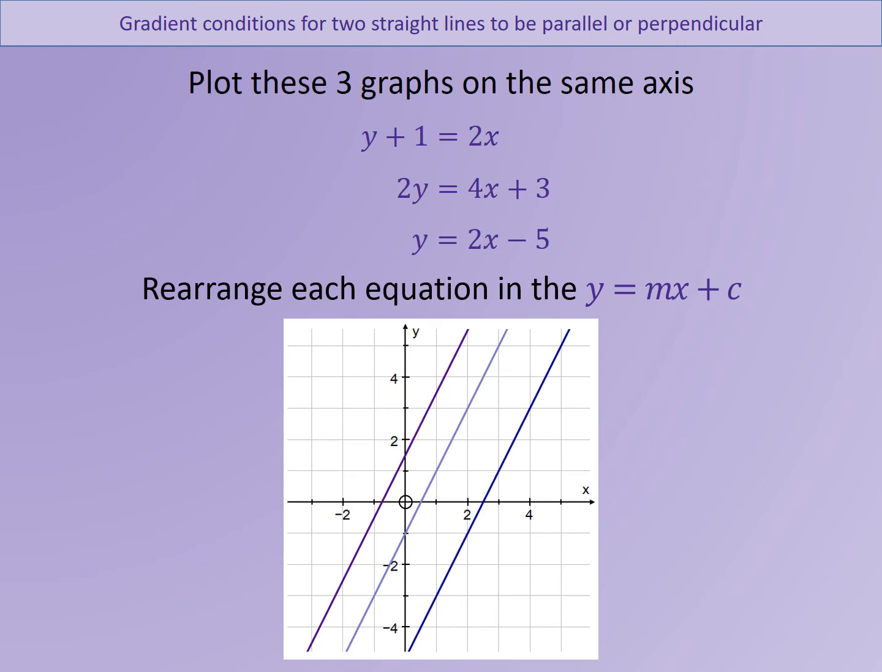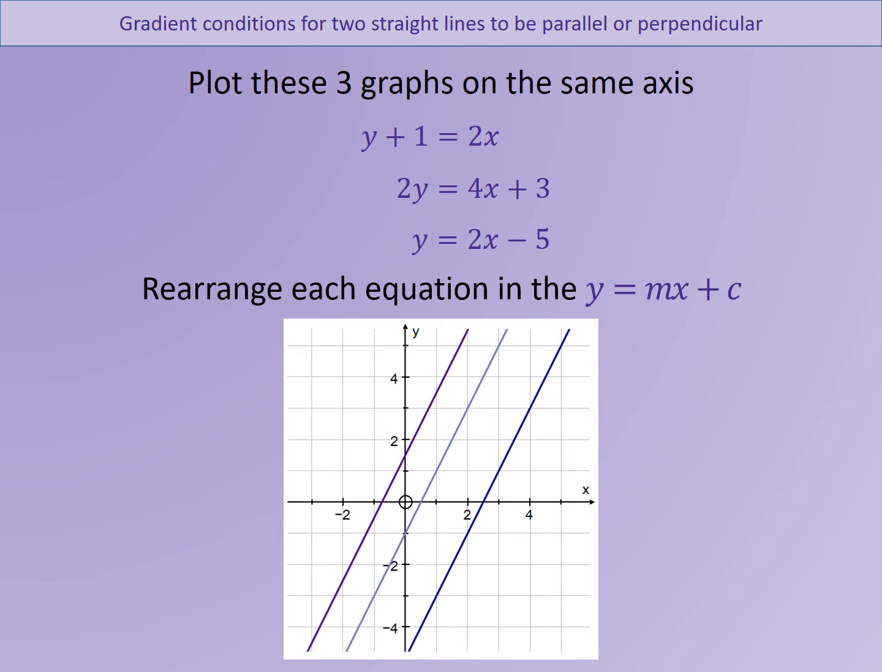Each of the original equations I have rearranged into y equals mx plus c. So the first line is y equals 2x minus 1, which is actually the middle of these three lines. The next one is y equals 2x plus 3/2, which is actually the line on the left. And then finally, y equals 2x minus 5 is the graph on the right. And of course, what we notice about those three lines is that they are all parallel.